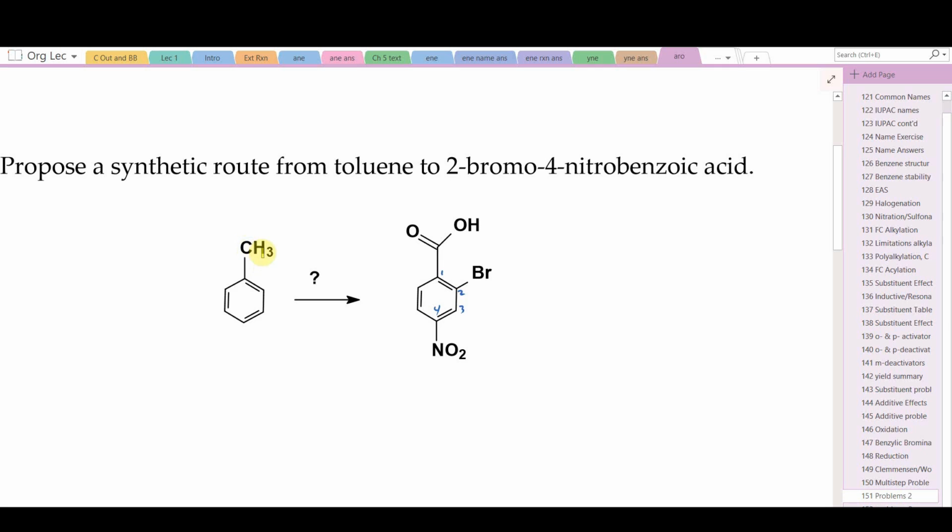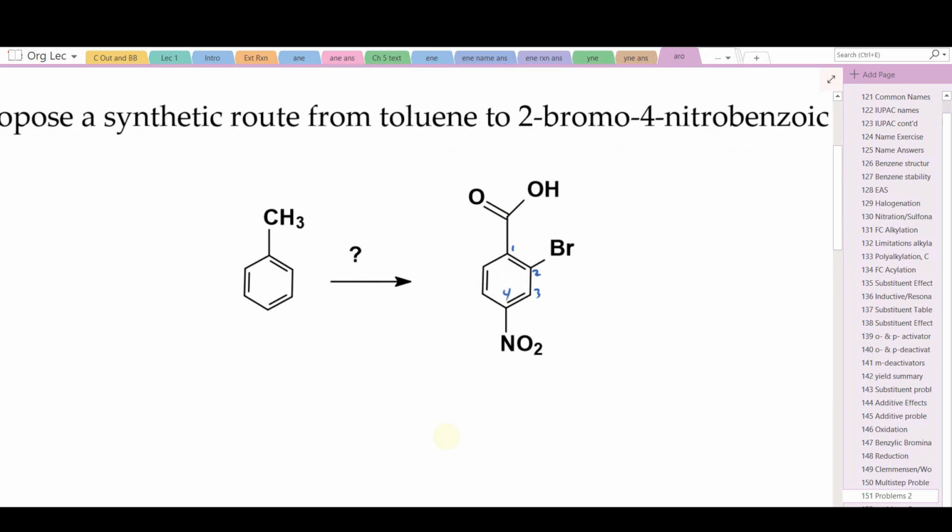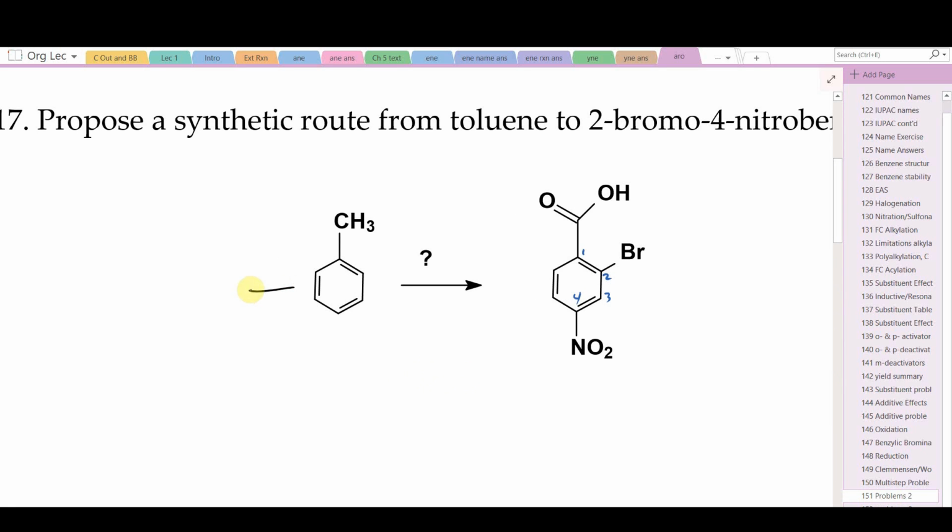Now, the methyl group can be oxidized at any time to the carboxylic acid group. And they're different. The methyl group is activating and ortho-para directing, whereas the carboxylic acid group is deactivating and meta-directing. But notice that the bromine and the nitro group are ortho and para to the methyl group, so that looks like we should do those first and do the oxidation last. Let's nitrate first. I believe you could brominate first if you wish.